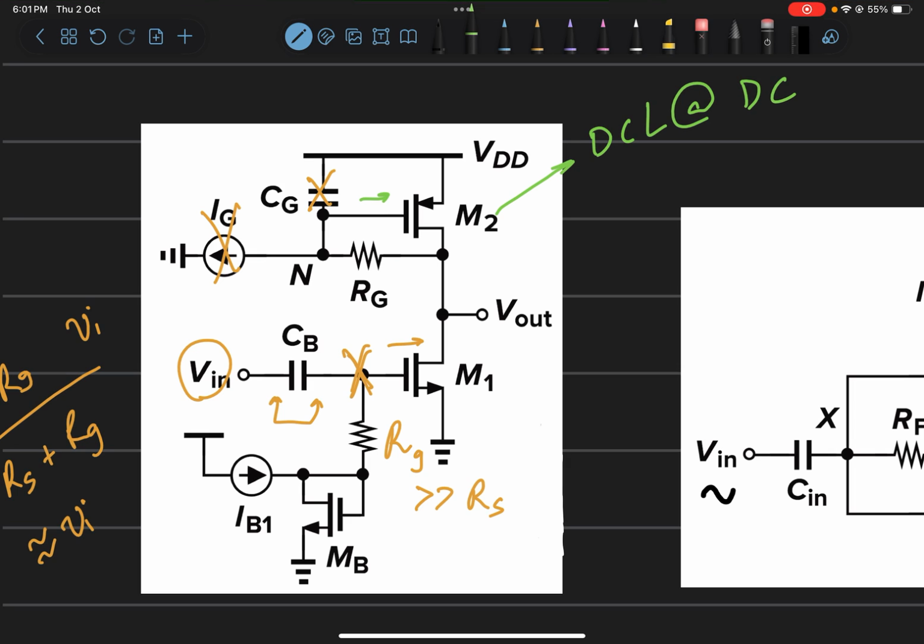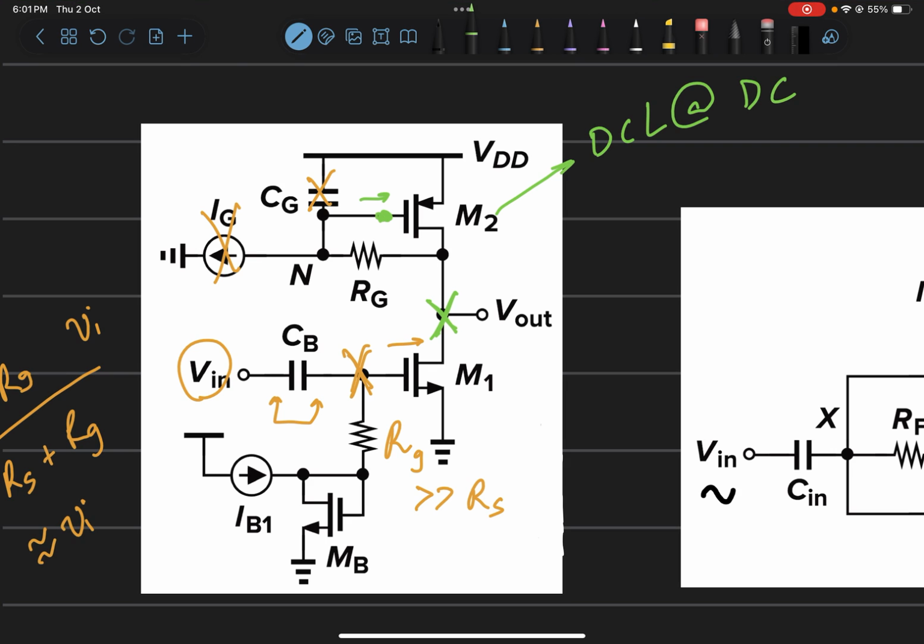Now since this is a diode connected load at DC, this potential is defined because M2 is diode connected and it is a low impedance node. So this potential will settle because it will be Ib1 flowing through diode connected M2, and since M2 is diode connected, we will have this potential developed to flow Ib1 through this node, through this branch.